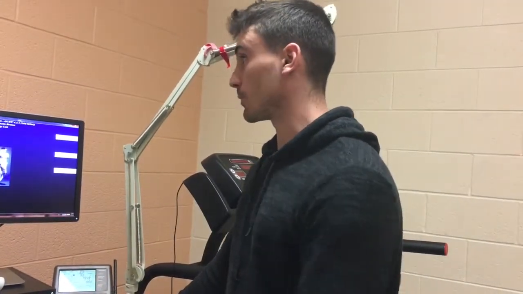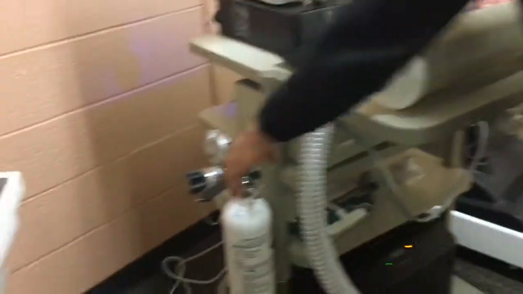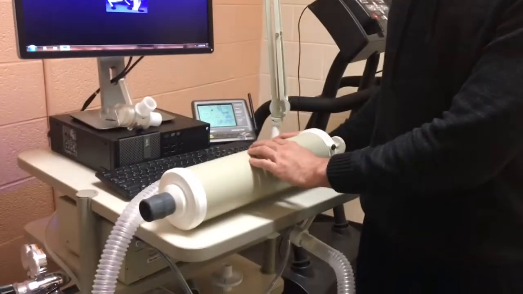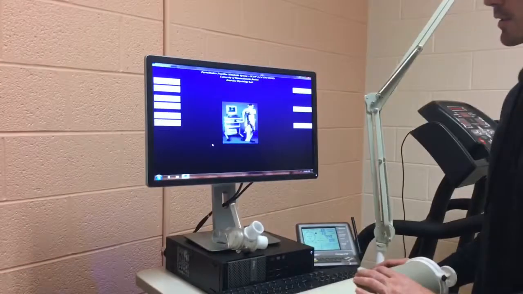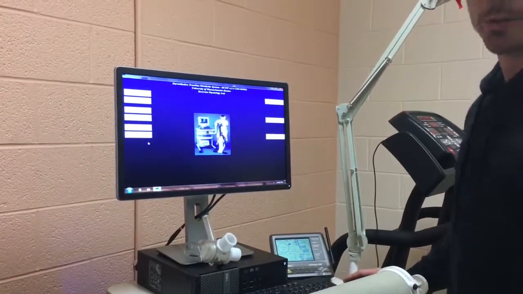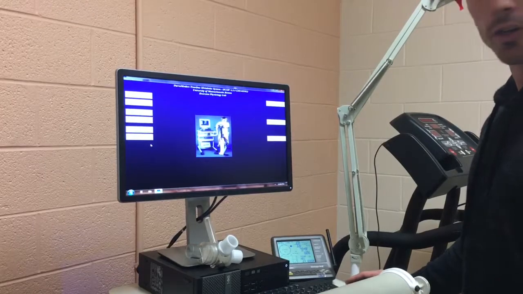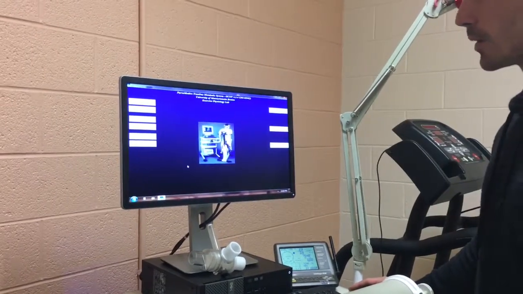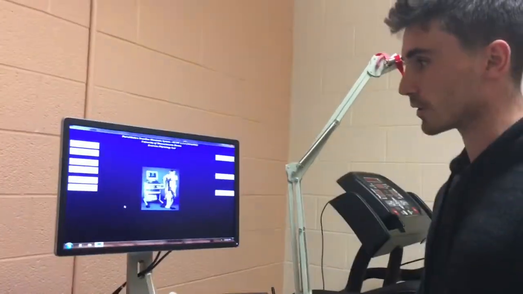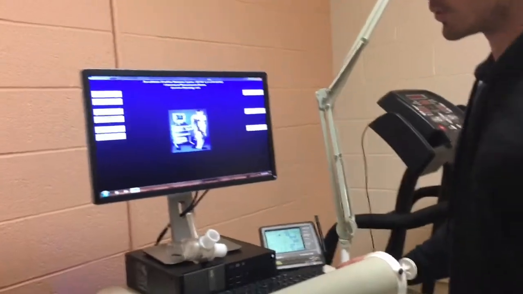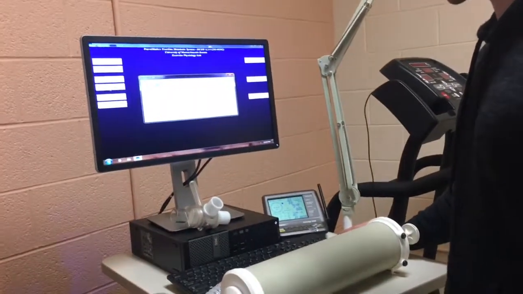We're going to do the entire calibration for the ParvoMedics metabolic system, and there are two parts to this calibration. The first part is calibrating the room air to a known gas, which is right here, and then we're also going to be doing a flow meter calibration. What this machine does is measure carbon dioxide production, O2 consumption, and ventilation, and that gives you a lot of information about things like what kind of fuel the person is actually using. So first we need to do the gas calibration, okay?